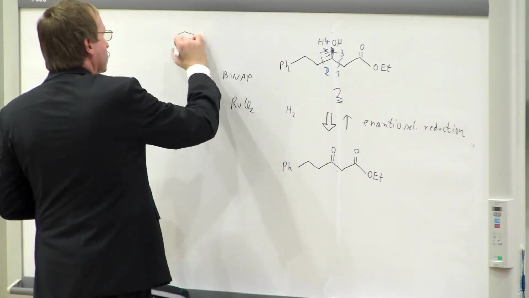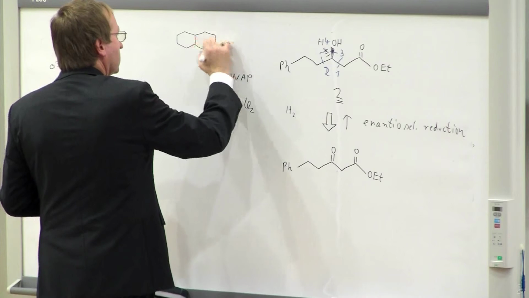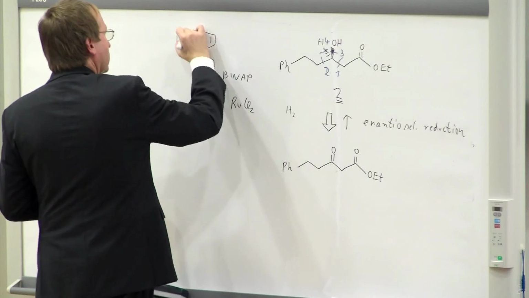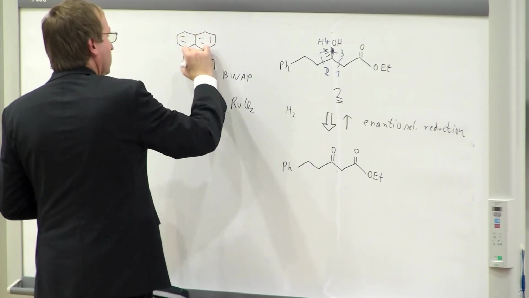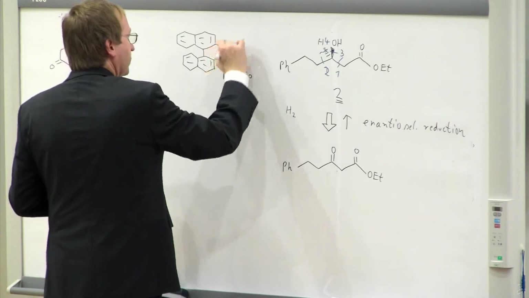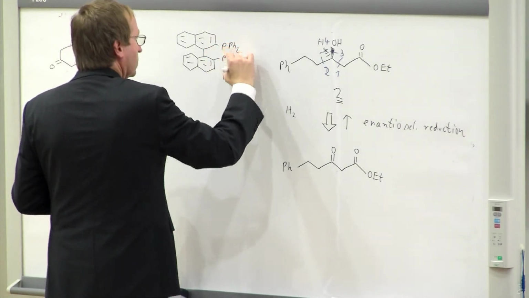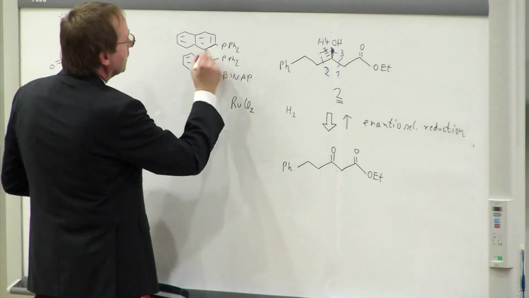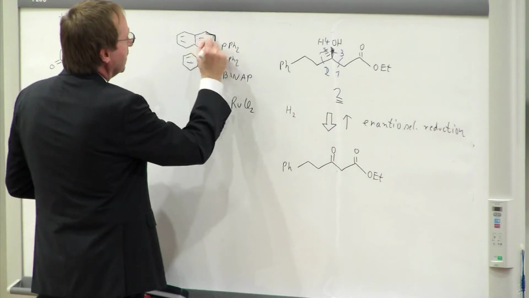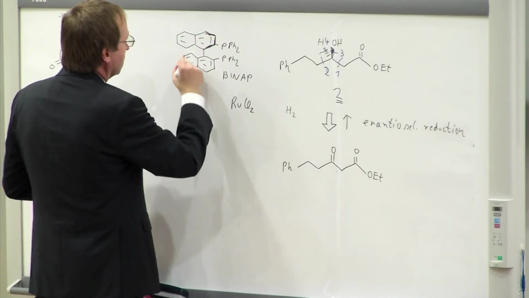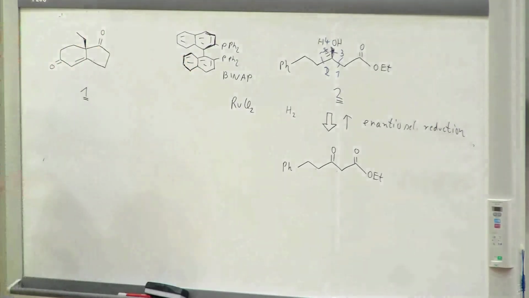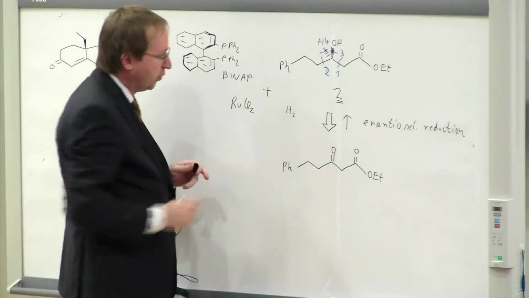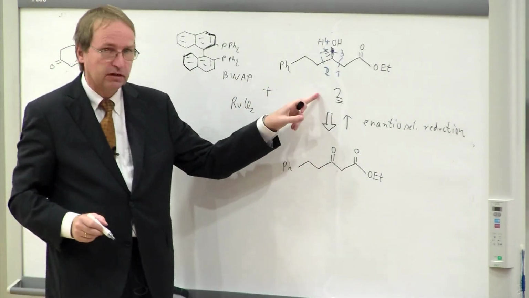BINAP is this. It's a chiral structure. The two naphthyl rings cannot be coplanar. So BINAP in combination with ruthenium and hydrogen is the perfect combination for this asymmetric reduction.